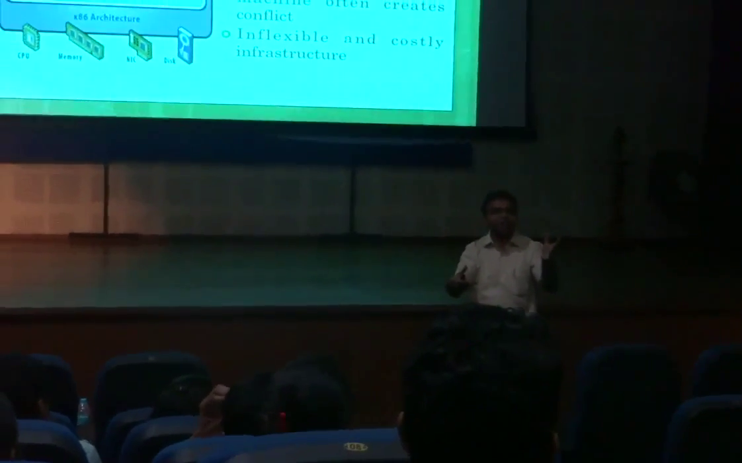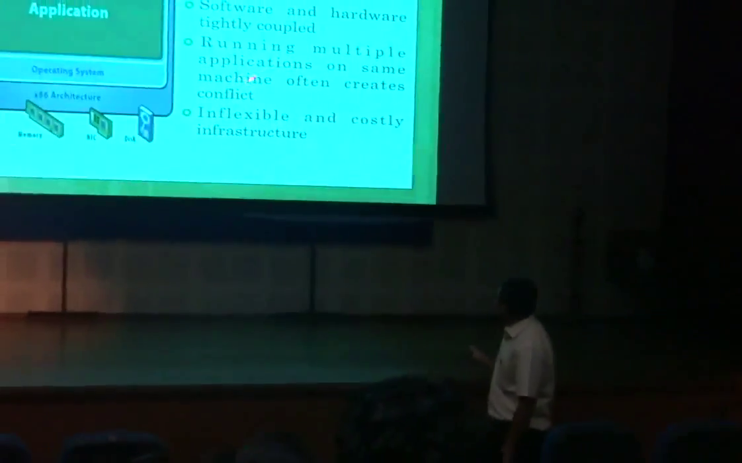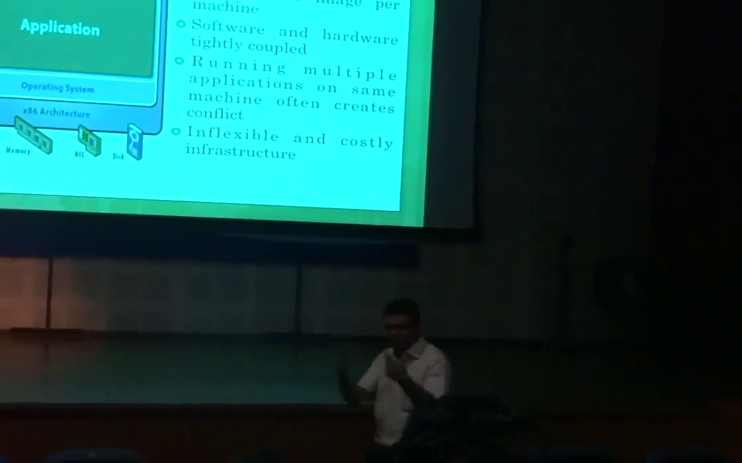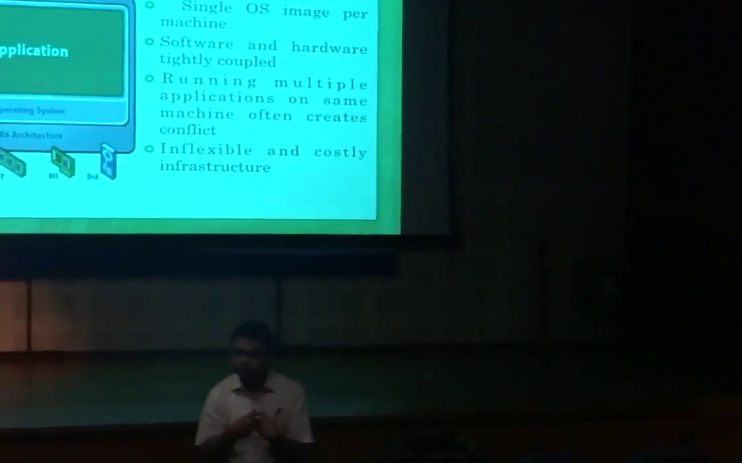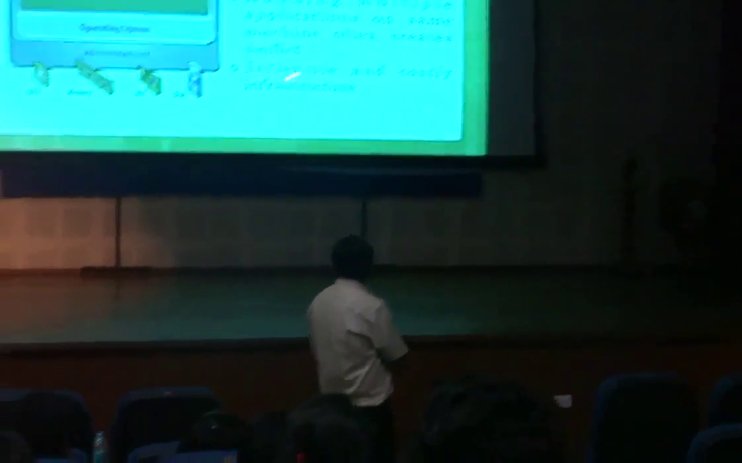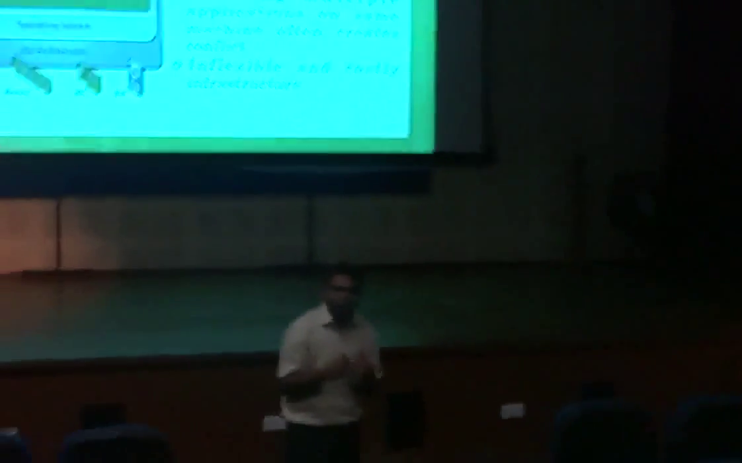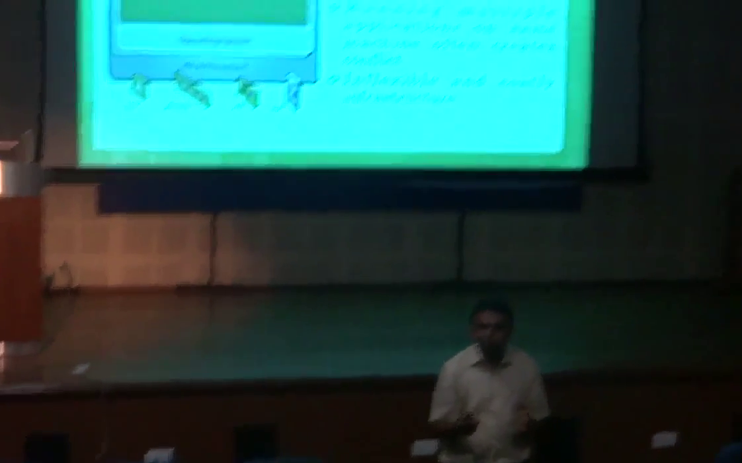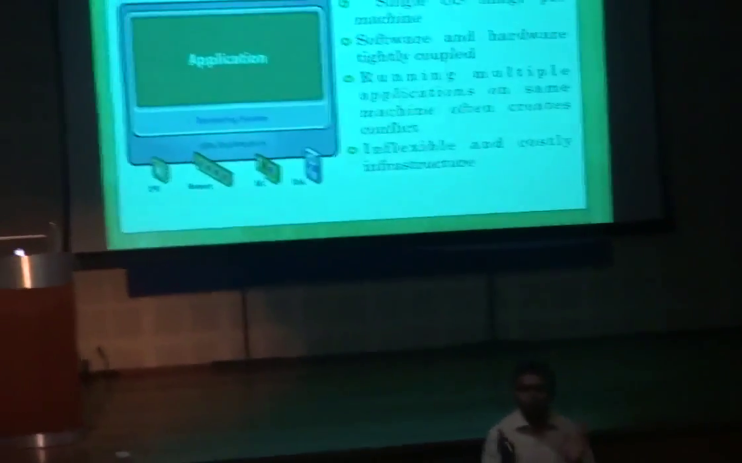Mac के लिए अलग चाहिए, Windows के लिए अलग चाहिए. Running multiple applications on the same machine often creates conflict. अगर मैं एक साथ बहुत सारी applications एक ही machine पे run करूँ, तो conflict हो जाएगा. Machine hang हो सकती है, system hang हो सकती है. Inflexible and costly infrastructure. At present, our infrastructure is not flexible. It is inflexible. You cannot move to different applications at the same time, and it is a costly affair.